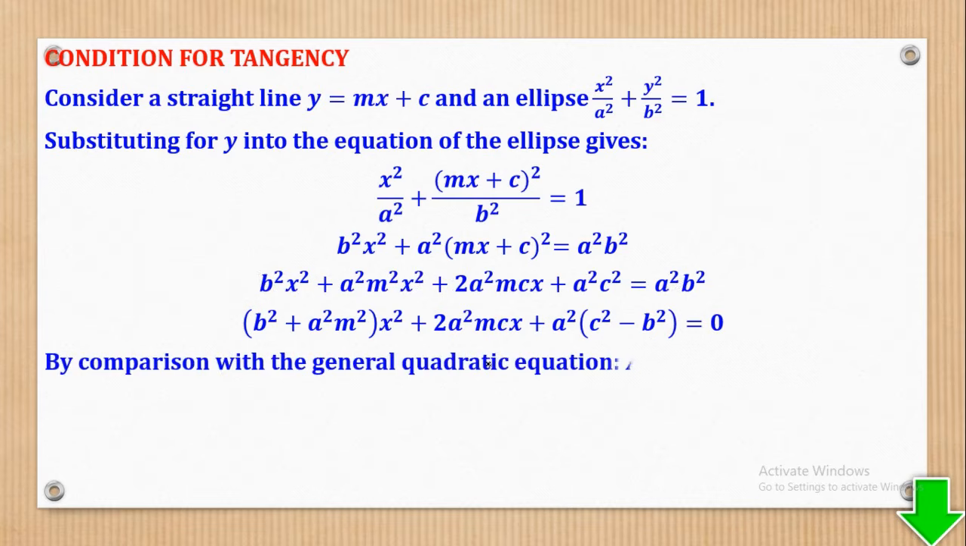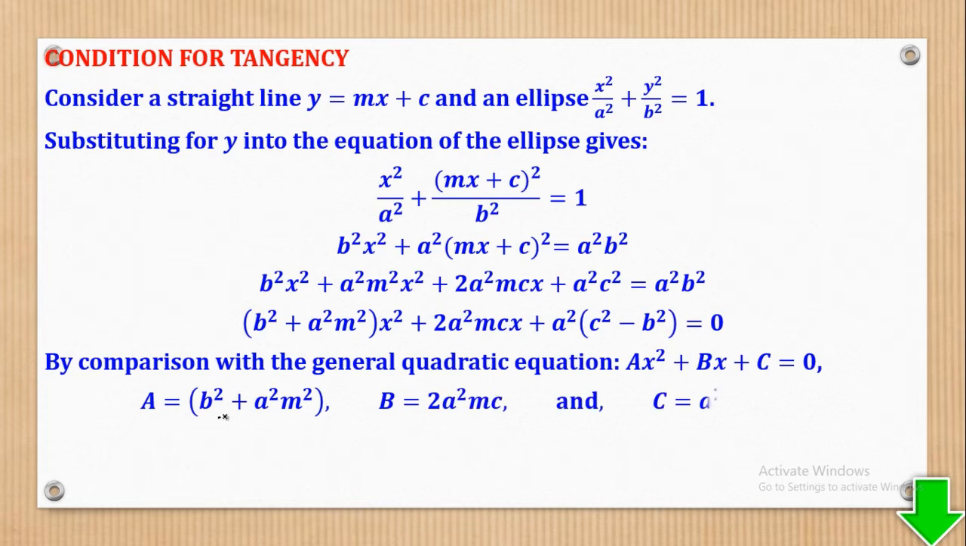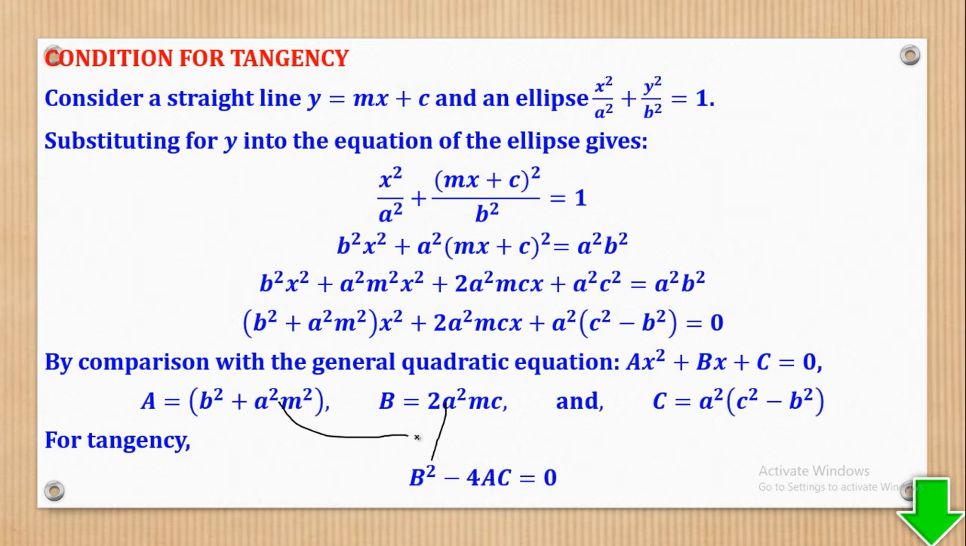Then from there you will compare with the general quadratic equation, which is that, and you realize that capital A is this, capital B is that, capital C is that. The reason why we are using capital letters is because in this expansion there is small a, small b, and small c. So there is no way you can put here that small a is equal to this. That will be confusing. So that's why you use capital letters. Then from there you shall remember that for tangency, the discriminant, will be equal to 0. So we are going to substitute for B, for A, and for C, and simplify that. So let's do that in the next slide.